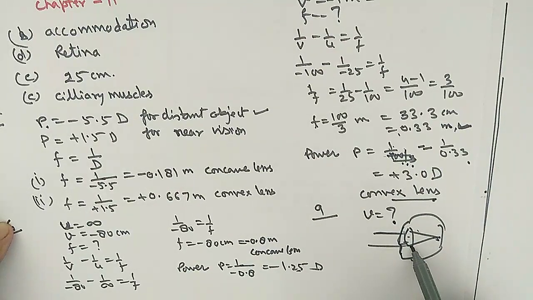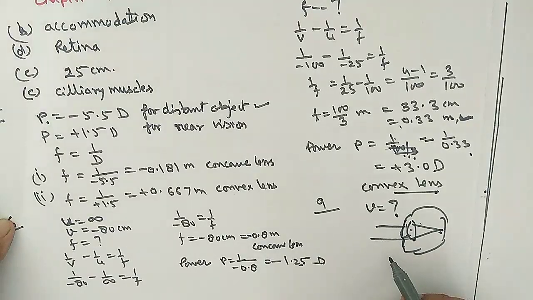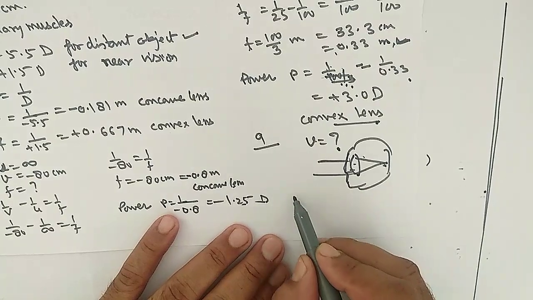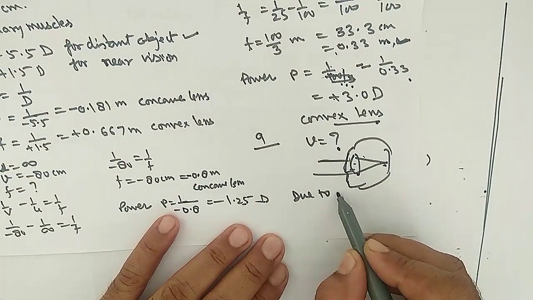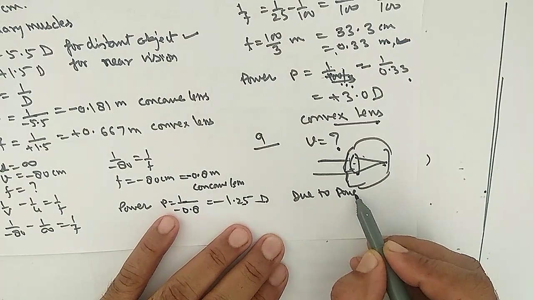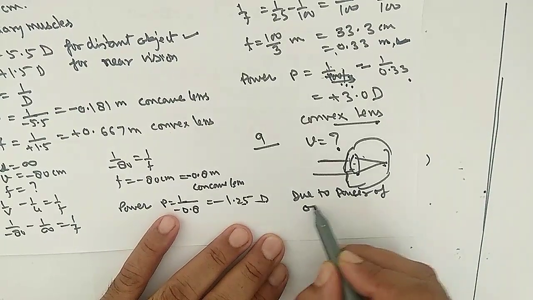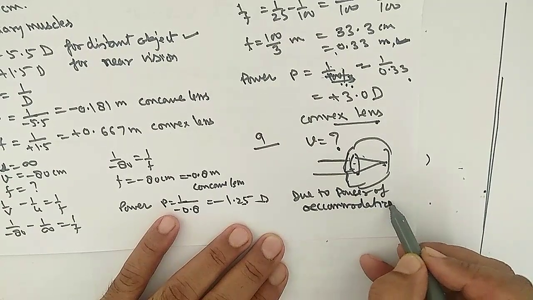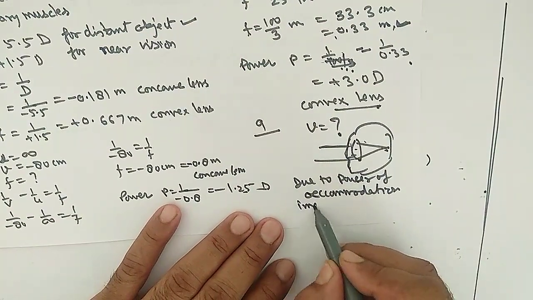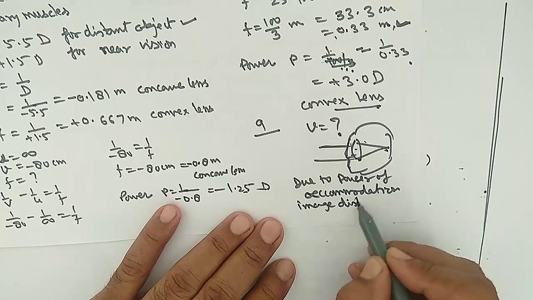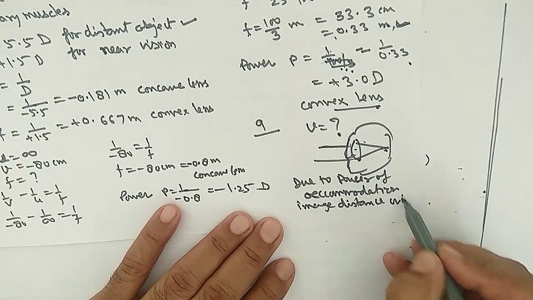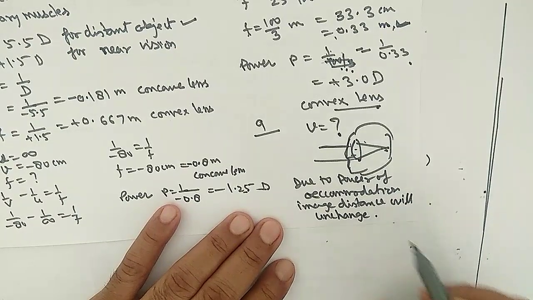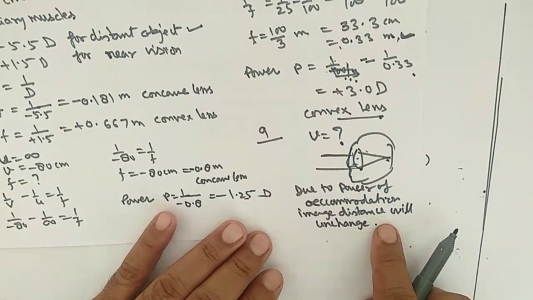Because the focal length is changed due to the power of accommodation of the eye, the image distance will be unchanged. Okay, it will not change. Every time the image will be formed at the retina.